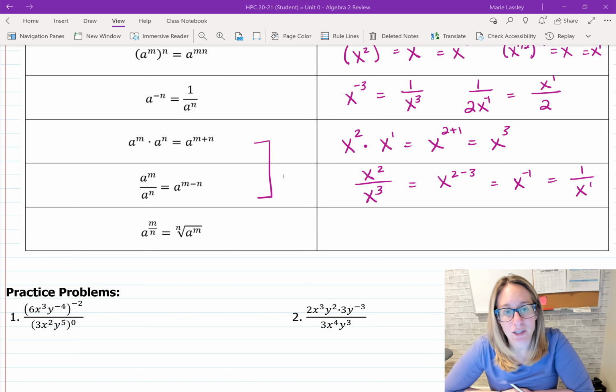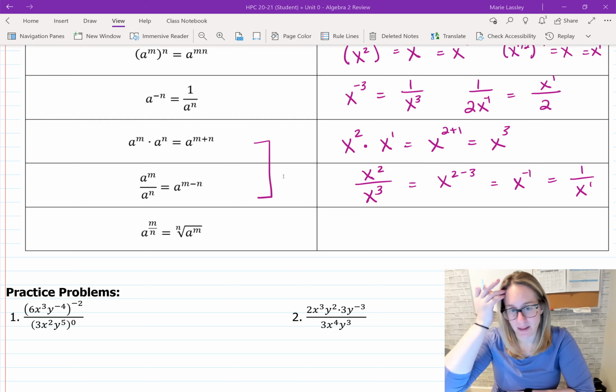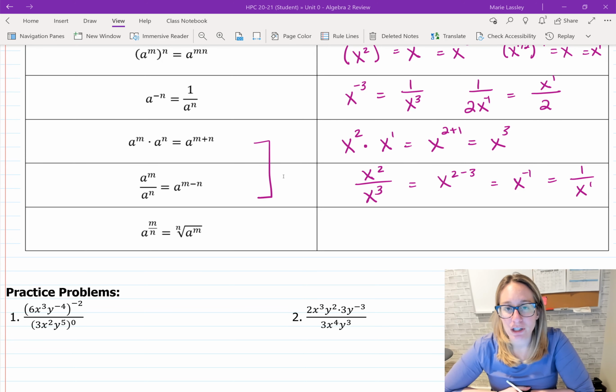What some teachers will tell you to do is subtract the smallest number from the biggest number and then keep it wherever the bigger number is. Using that technique, if we look at x squared over x cubed, you just subtract small from big. We would do 3 minus 2 and get 1, and it stays wherever you had the largest exponent, so the x to the first stays on the bottom. We did the same thing, we just did it using the property instead of the trick method, but both are perfectly fine to use. However it makes the most sense in your brain, that's what you should do.